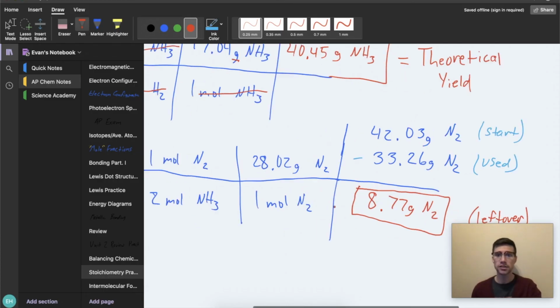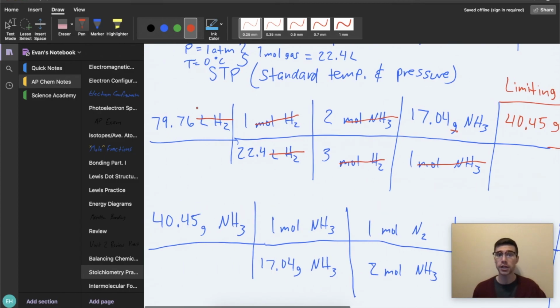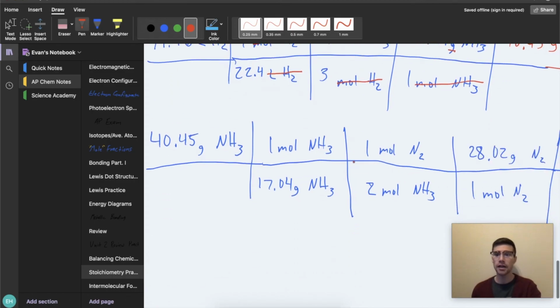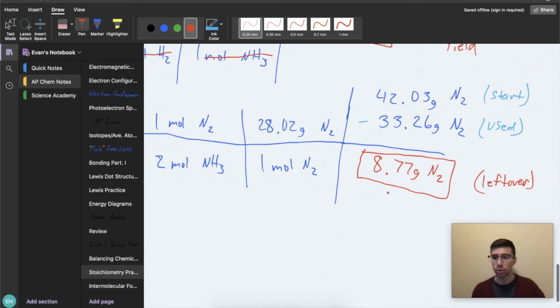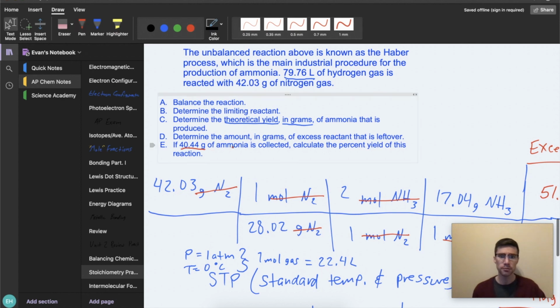Okay? That means as soon as we produce 40.45 grams of ammonia, we have completely run out of hydrogen. And at this point, there's exactly 8.77 grams of nitrogen left. So that's how much does not get used in this reaction. Now, we're not done yet. We have one more thing to do. It says if 40.44 grams of ammonia is collected, calculate the percent yield of this reaction.